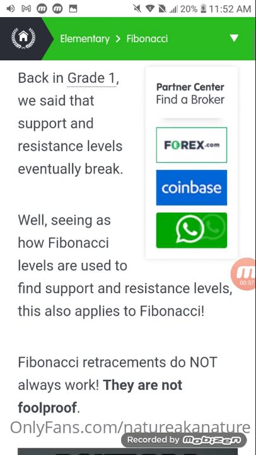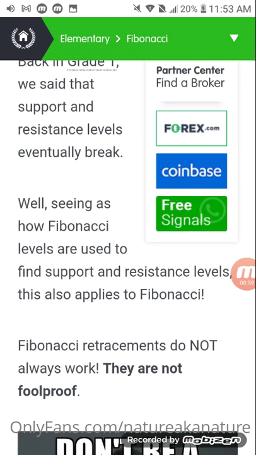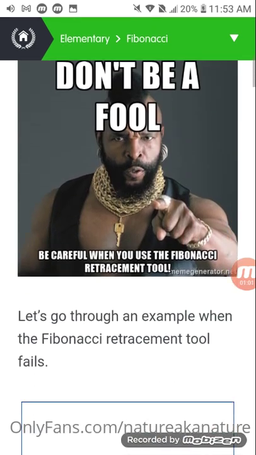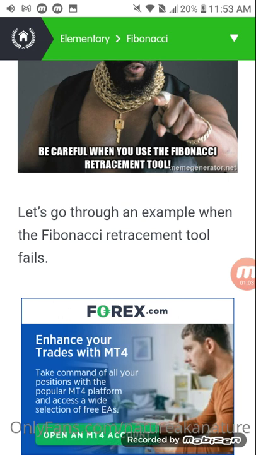Fibonacci retracements do not always work. They are not foolproof, so don't be fooled. Be careful when you use Fibonacci retracement tools. Let's go through an example when the Fibonacci retracement tool fails.